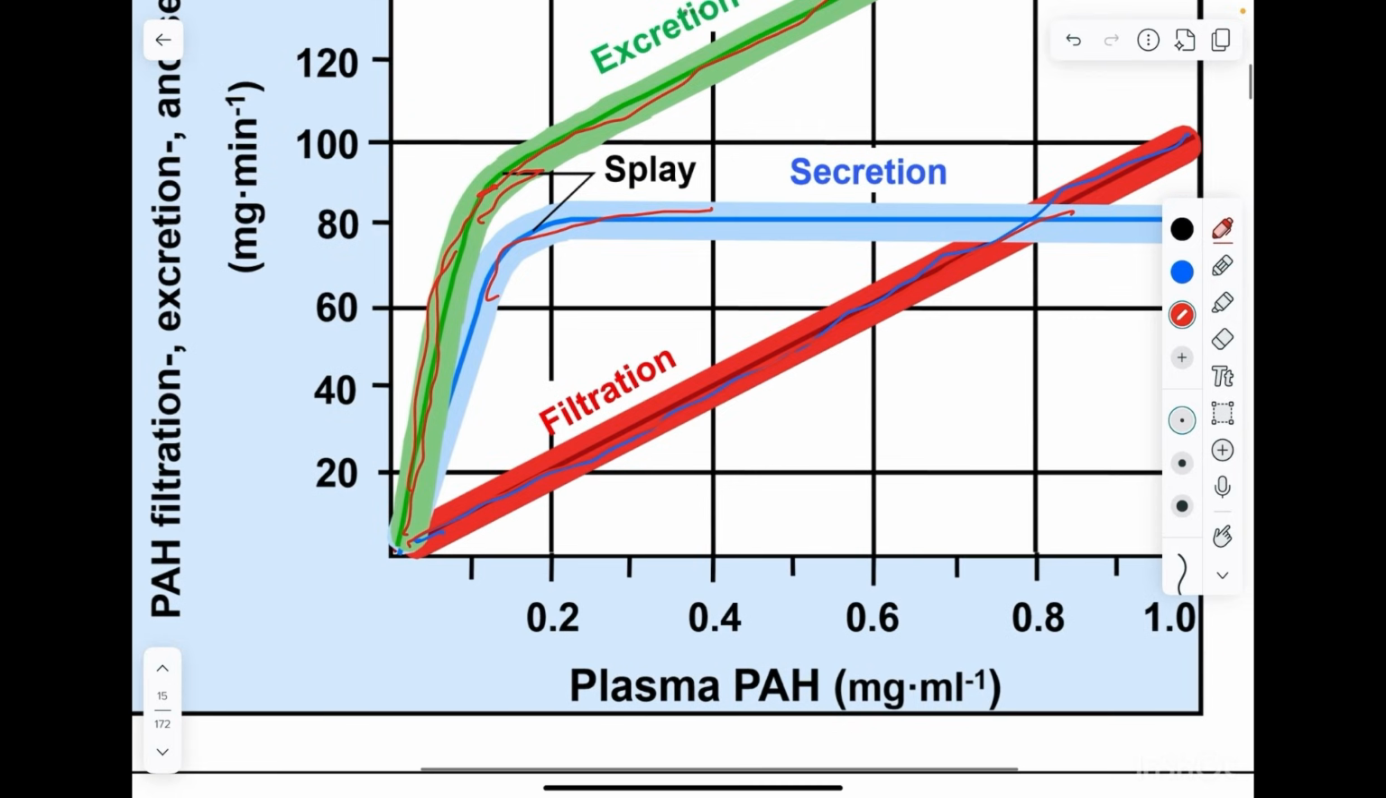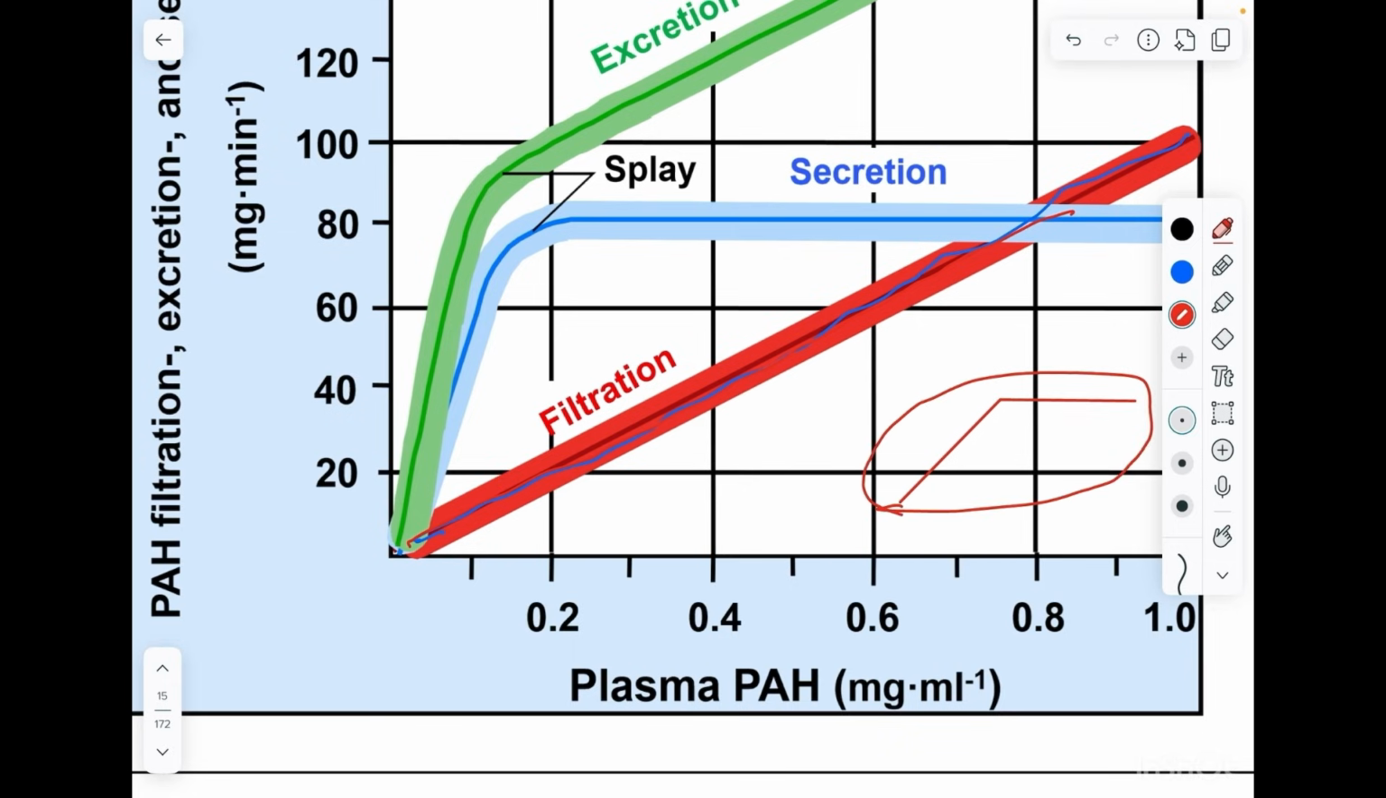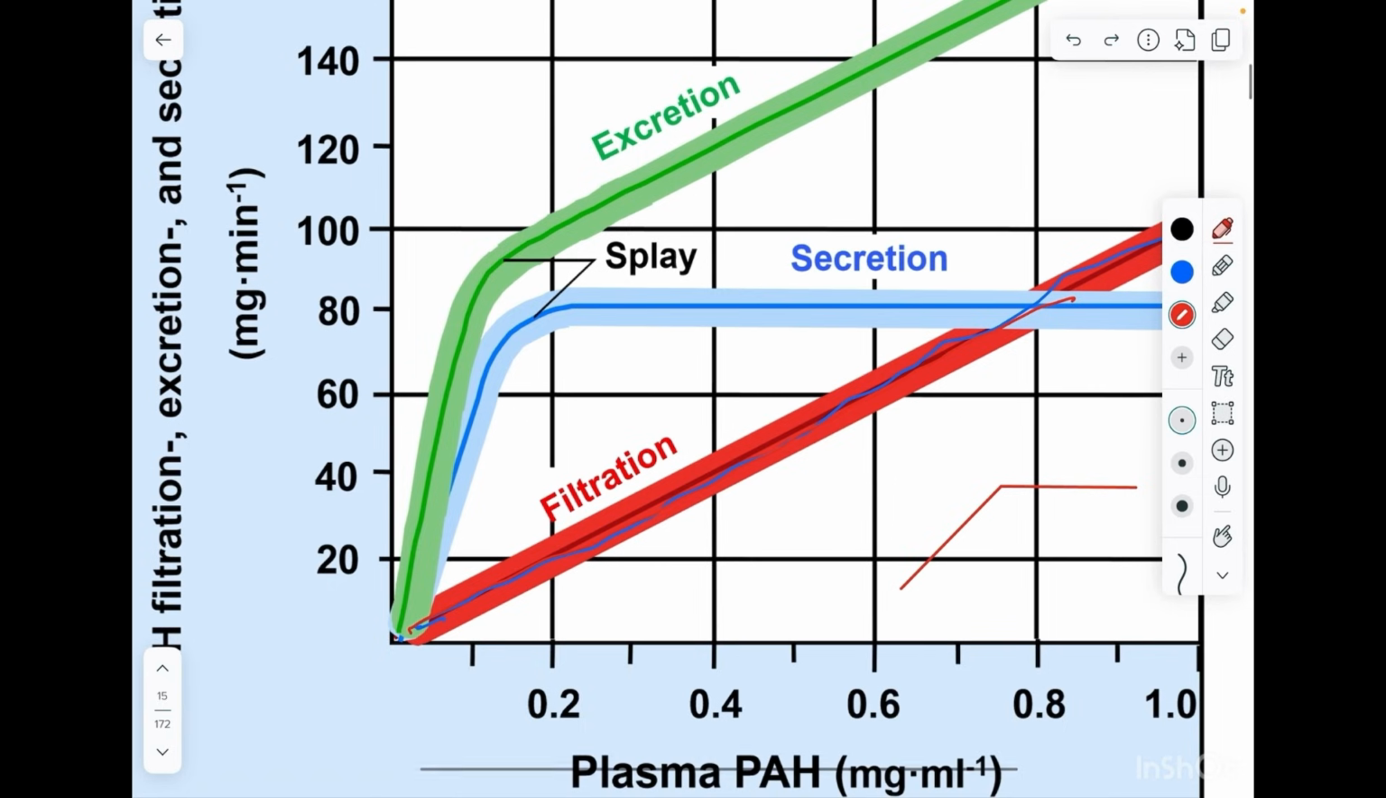Now, also for this splay, why do we have this splay? Why, when we reach the limit, don't we do this? Like this. Why don't we do it this way? Well, that's because we don't have one nephron. If we were to do this graph for one nephron, you will have this. But the kidney has 2 million nephrons, and each nephron has its own capacity. So when we do it for the whole kidney, you will see this splay, because here some nephrons are getting tired. Here, more nephrons, more nephrons, more nephrons. Once you get here, that means all nephrons are done.